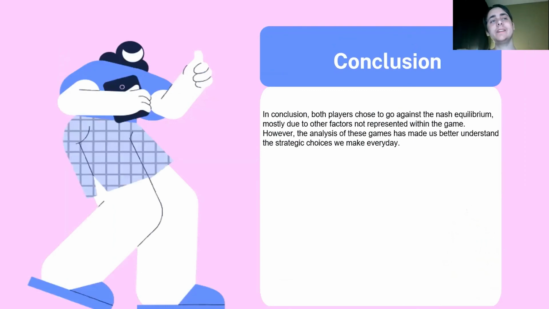In conclusion, both players chose to go against the Nash equilibrium, mostly due to other factors not represented within the game. However, the analysis of these games has made us better understand the strategic choices we make every day.